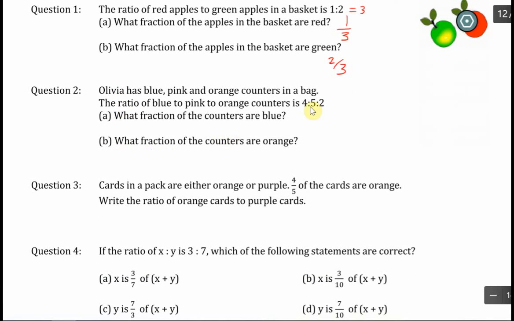Number 2. Exactly the same thing, just that we've got 3 parts to this ratio. So altogether, 4 plus 5 plus 2 is 11 parts altogether. What fraction of the counters are blue? So it says 4 parts are blue, so 4 out of the 11, 4/11ths is the fraction. What fraction are orange? Orange was the last one to be mentioned, so 2. So 2/11ths are orange.